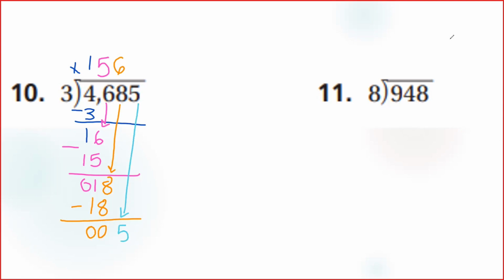5 over 3. Bravo, 1. 1 times 3 is 3. And the remainder here is 2. Thank you. So now, how can you write the answer? What did you say? 1,555, remainder 2. Thank you.